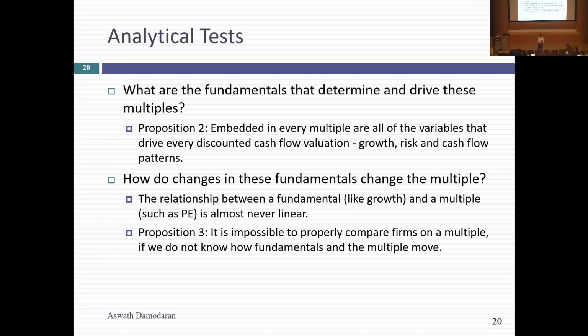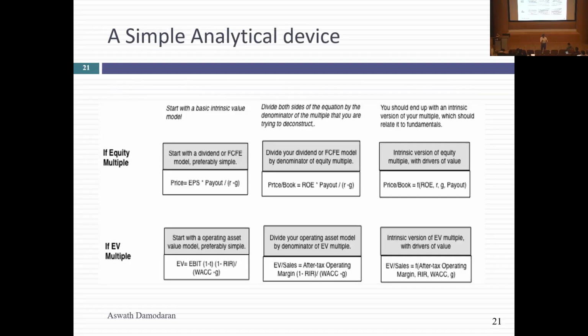So here's the trick you can use to determine what variables drive a PE ratio or EV to EBITDA or any multiple. I come to you with a multiple. First decision you've got to make is, is it an equity multiple or an enterprise value multiple? Equity multiples, you usually have market cap in the numerator, PE ratio, price to book, etc. And if it's an equity multiple, here's what I want you to do. Go back to the simplest equity valuation model you can think of.